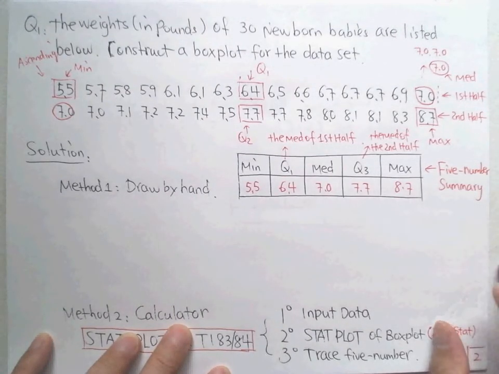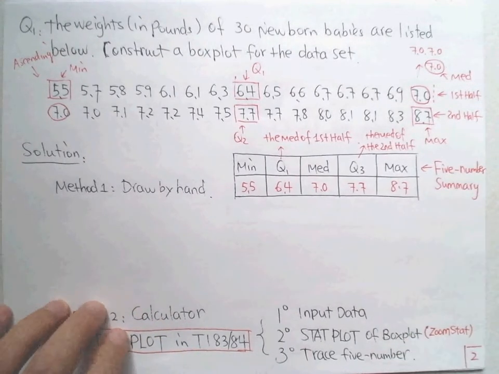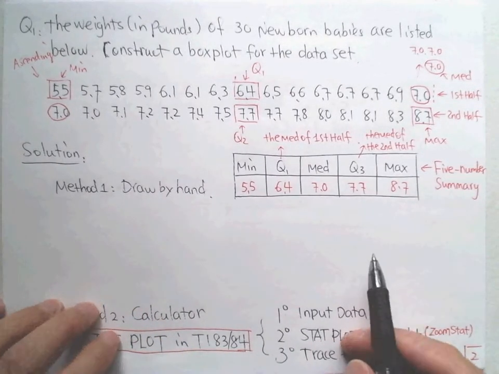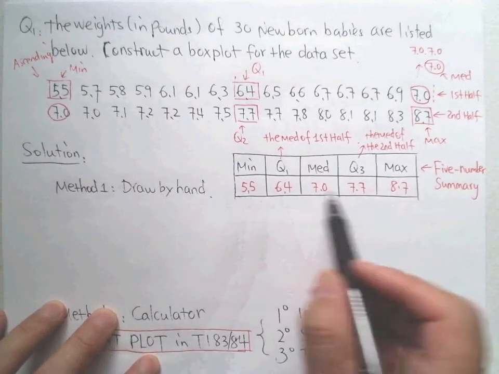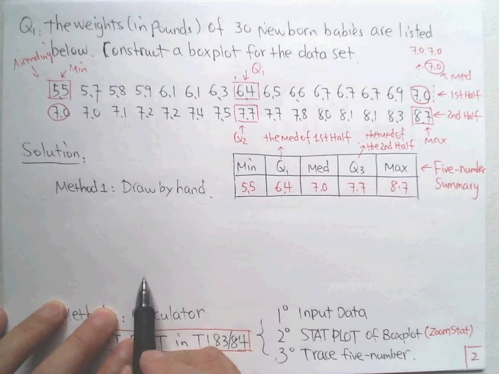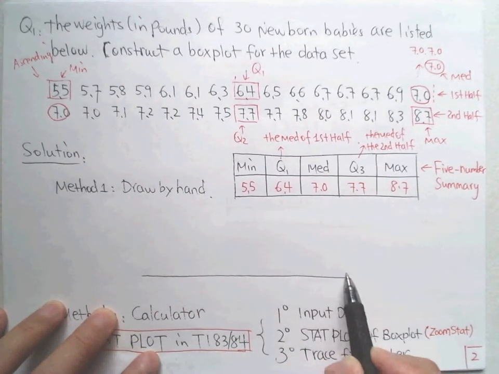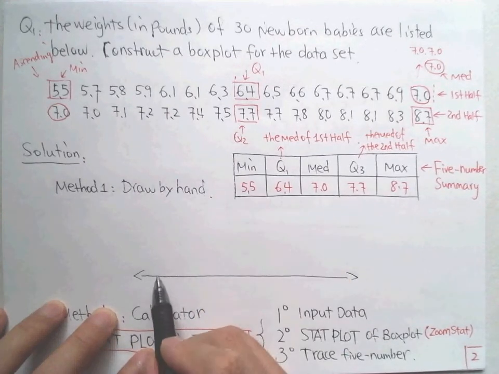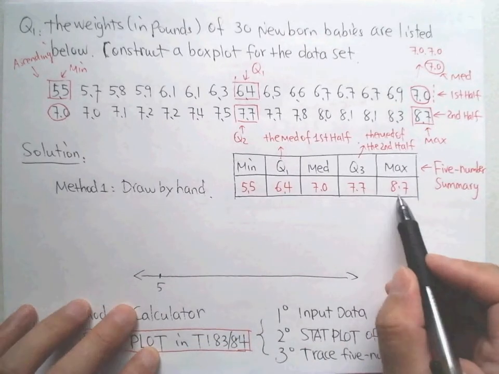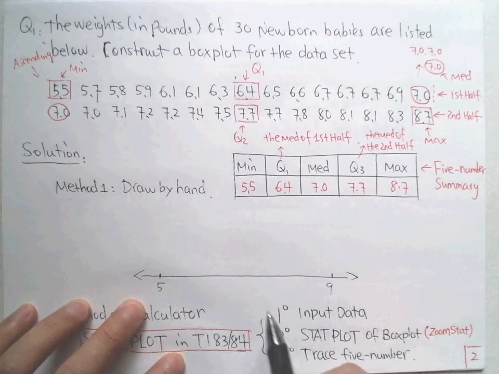After we have this summary, we can draw. So how do we draw the box plot? First, the minimum and the maximum. We need to locate the numbers. We need to draw a number line. The minimum 5.5, so I start with 5 here. And the maximum is 8.7, so I put 9 here. So 5 to 9 covers all the data.